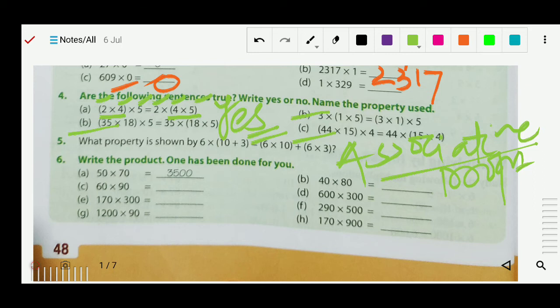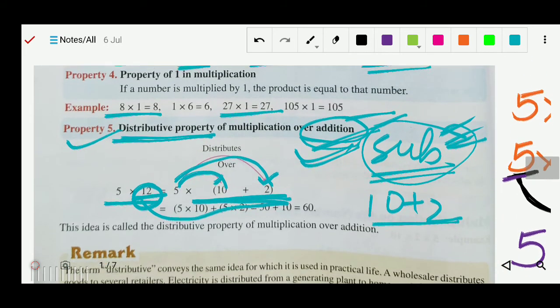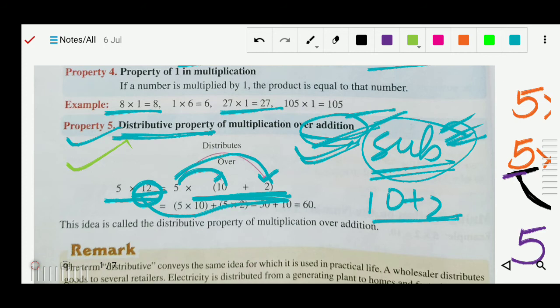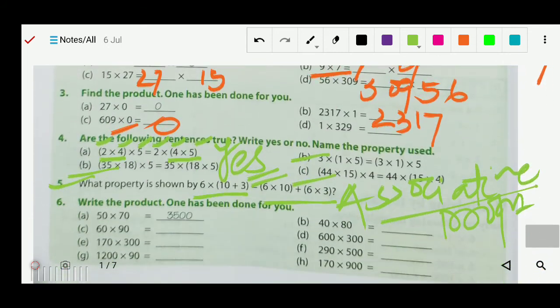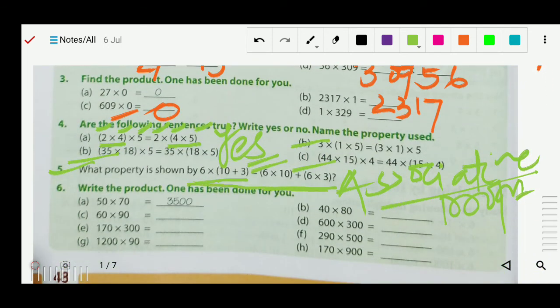Okay, question number 5, you can see what property is shown. You can check that this is the distributive property over addition. As I just taught, here this is the distributive property. We are grouping, and this bigger number we are distributing. Here is 10 plus 3 and we distribute that.